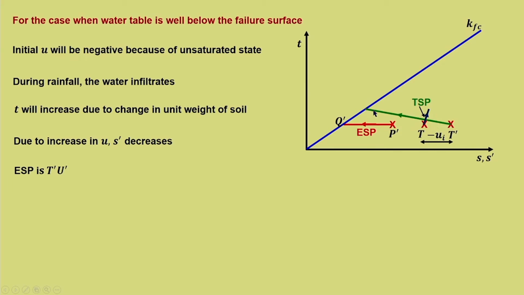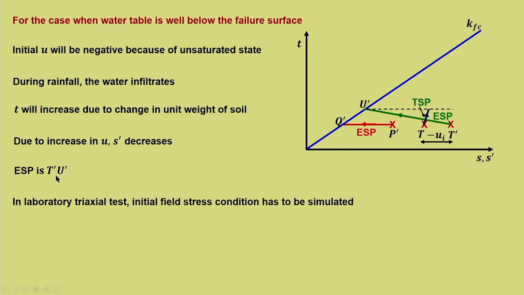So, this satisfies what we have told, that is T is increasing and S dash is decreasing because of the increase in pore water pressure. So, T dash U dash represents the effective stress path. Okay. So, this total stress path is drawn only up to this because the soil sample fails here at U dash. So, that is why this dashed line shows the limit of total stress path. So, effective stress path is T dash U dash.